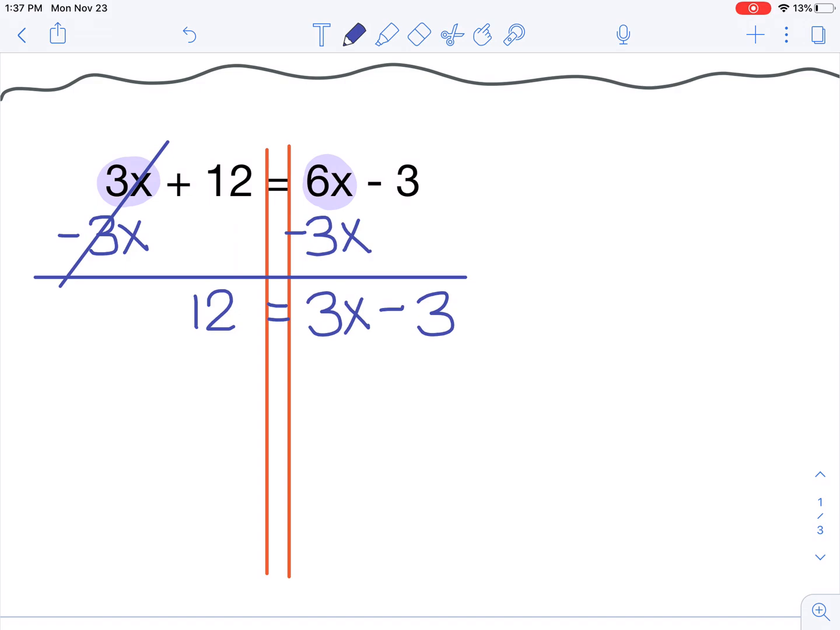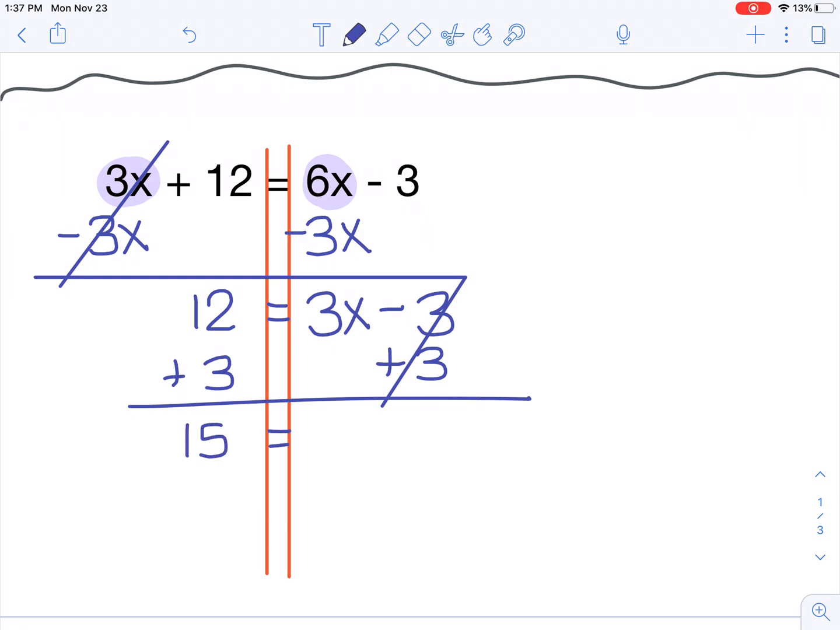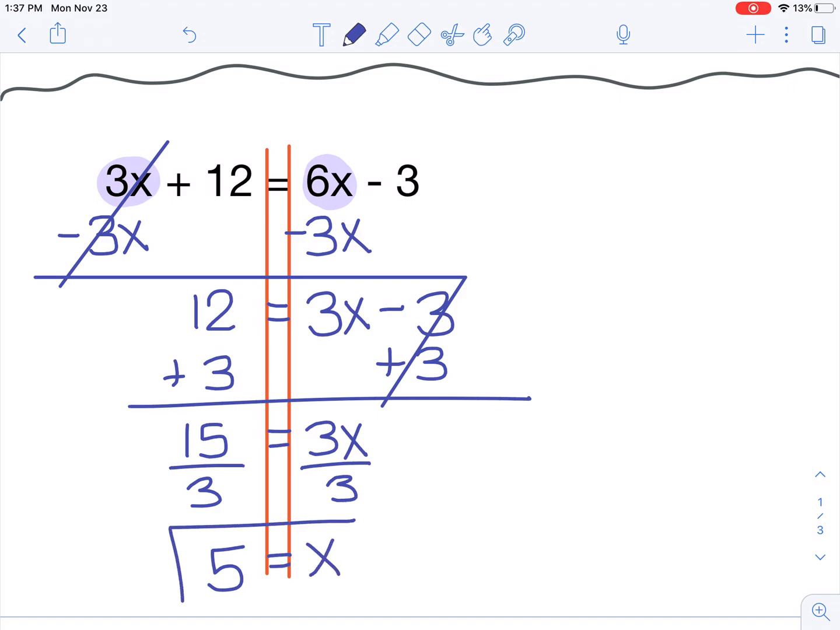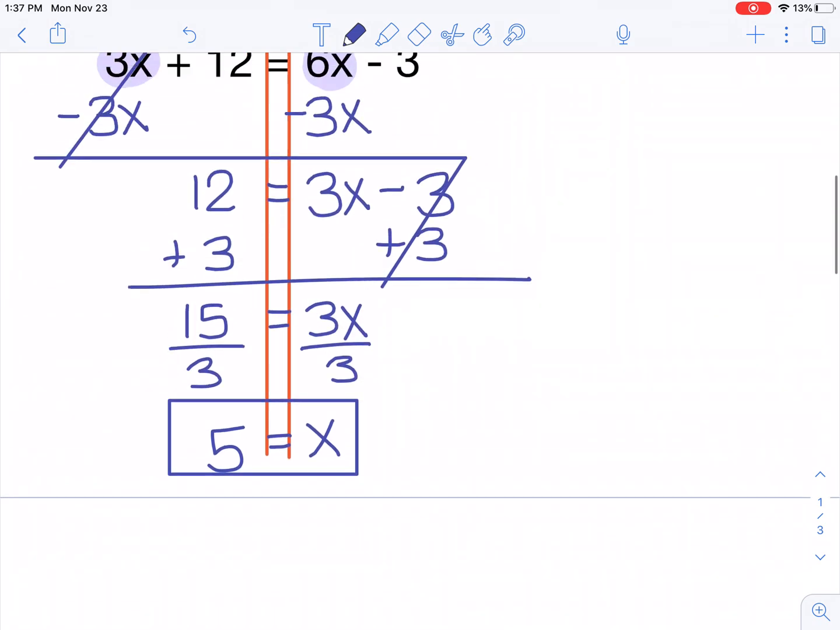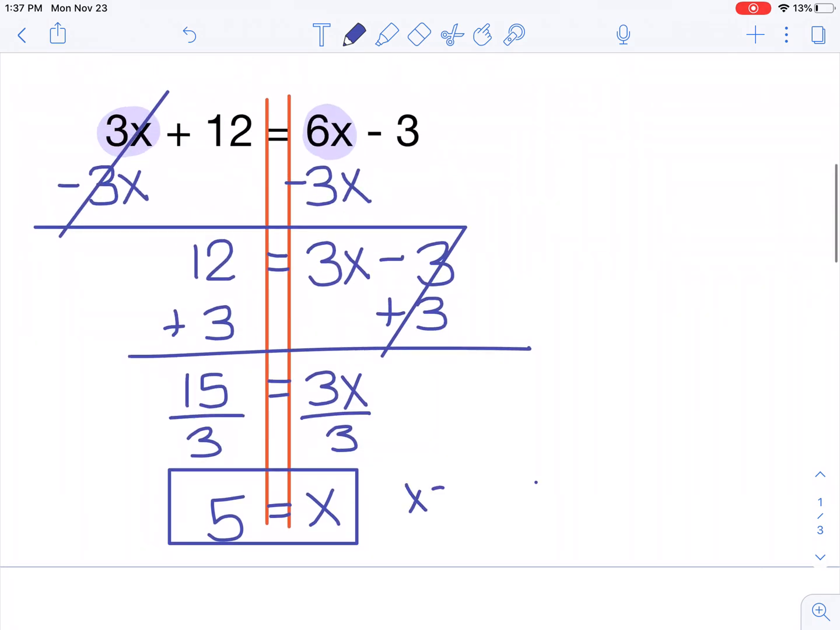From here, I know I need to use my inverse operations again. I see that minus 3. The opposite would be to add 3. I'm left with 15 equals 3x. And my last step to get x by itself would be to divide by that coefficient. So 15 divided by 3, I would be left with x equaling the number 5. And remember, if you don't like the fact that it's written backwards like this, you can always rewrite it as x equals 5 for yourself.